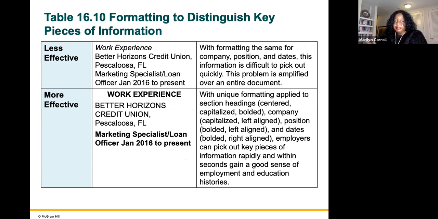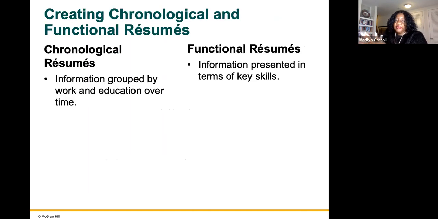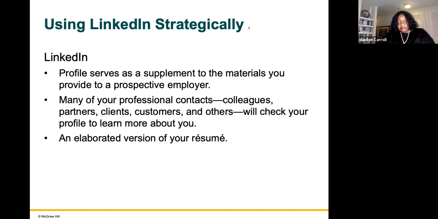Formatting to distinguish key pieces of the information. So work experience. When there's something different, you want to bold that and then put those things under that. So chronological and functional resumes. A chronological resume is information grouped by work and education over time, whereas a functional resume is information presented in terms of key skills. So which do you want to provide? Work and education, or that provided by things that you've done over time?